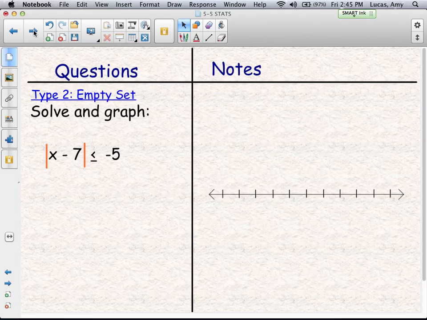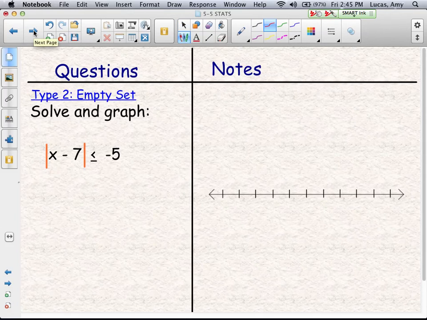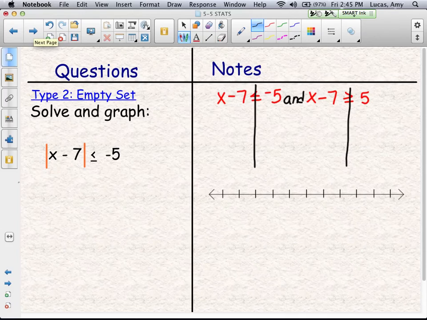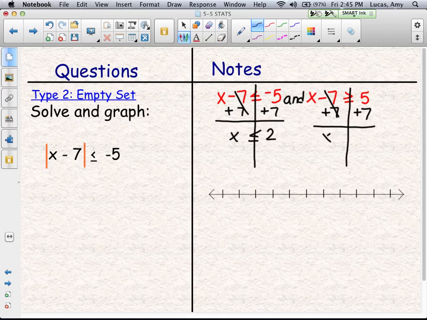The second type is called an empty set. And what happens if we do the empty set, I will explain. My case 1 would look like this. My case 2, if I flip and change it, would look like that. So if I solve both of these, and I've got the word and in between, I can actually solve them at the same time, because I have the same action step. Look at my 2 solutions.